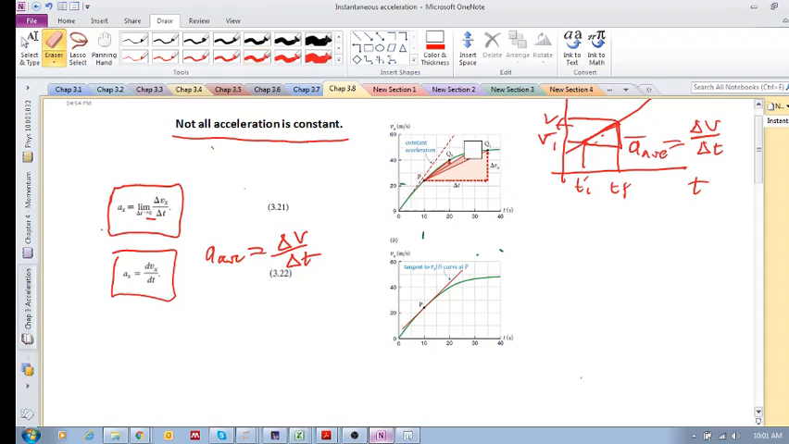So now, using this, we're able to find out what is the acceleration at 10 seconds. We know that the acceleration is different after 10 seconds and before 10 seconds, but what is it at 10 seconds? And what is the acceleration at 20 seconds? This allows us to calculate the slope of the curve.